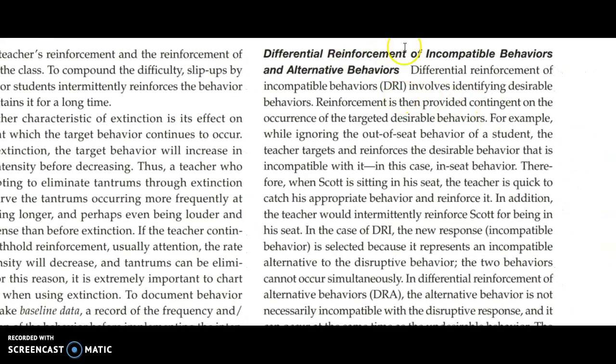All right, so differential reinforcement of incompatible behaviors and alternate behaviors. So if there's incompatible behaviors, that's a behavior that cannot be happening at the same time as something else, right? So if you're ignoring the out of seat behavior, then you are going to target what is incompatible with that, which in this case is when they're in their seat. So instead of punishing or providing a negative consequence for being out of the seat, you want to provide a positive consequence or a reinforcer for being in the seat, because they can't do both behaviors at the same time, right? After you define what that means, in seat and out of seat behavior, they cannot be in their seat at the same time that they are out of their seat.